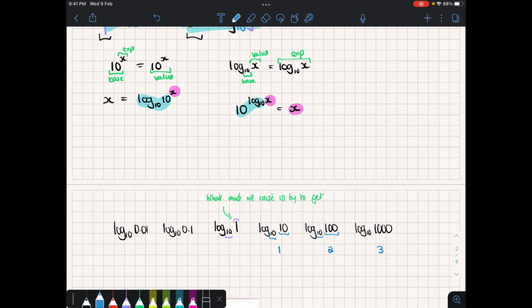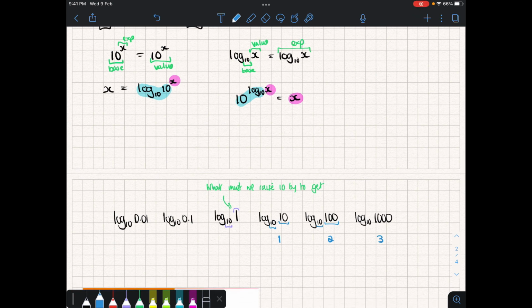Now let's go the opposite direction. Here we're asking, originally, what are we raising 10 by to give us 1? Now if we think about our exponent laws, there's a number that if we raise anything by that number, it's 1. And that happens to be 0. So if you raise any number by 0, it becomes 1.